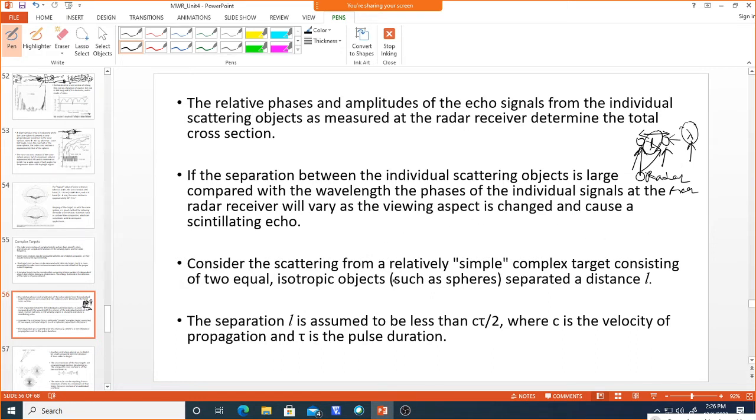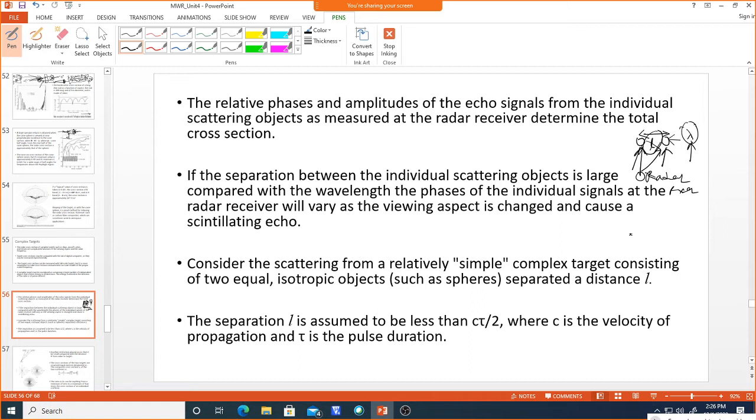Now consider the scattering from a relatively simple complex target consisting of two equal scatterers. That means if you want to analyze the complex target, you first have to understand how the complex target can be divided, and then we can get the RCS.